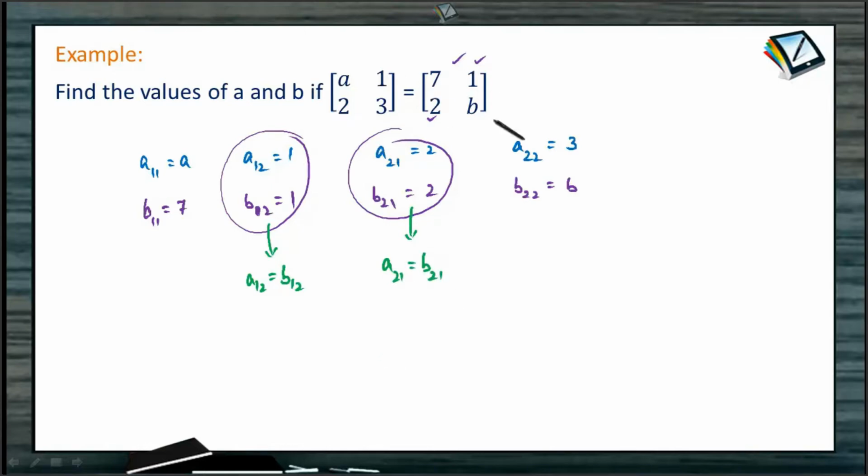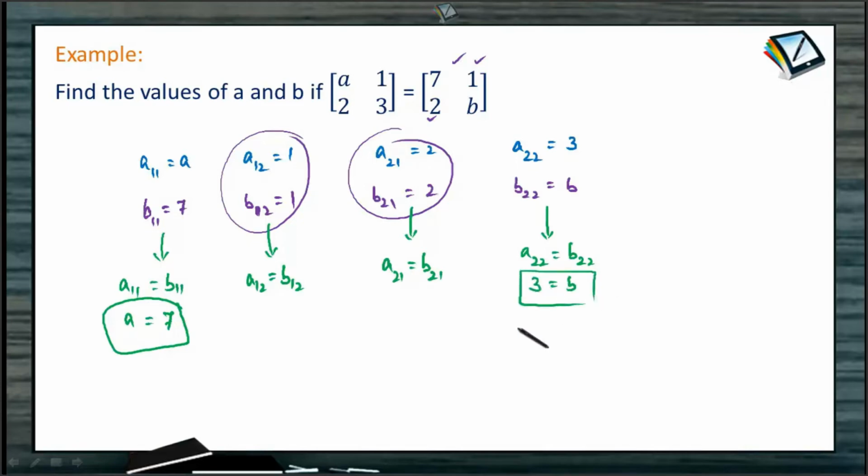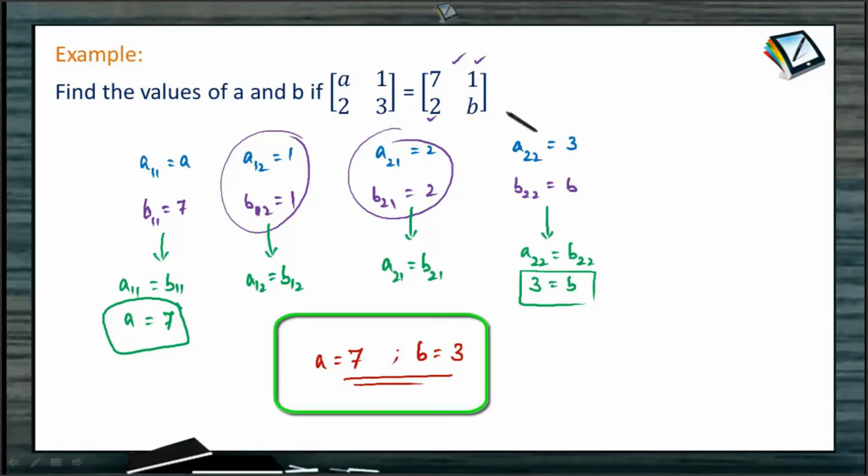Now, when we say the complete matrices are equal, yes, A11 must be equal to B11. Then shall we say A equal to 7? Yes, we have identified the value of A. Now these two elements also must be equal, then only the two matrices would be equal. That means A22 element must be equal to B22, or shall we say the value of B is 3. Yes, we got the value of B also. So what are the suitable values of A and B for which the two matrices are equal? A is 7 and B is 3. Then the two matrices are equal.